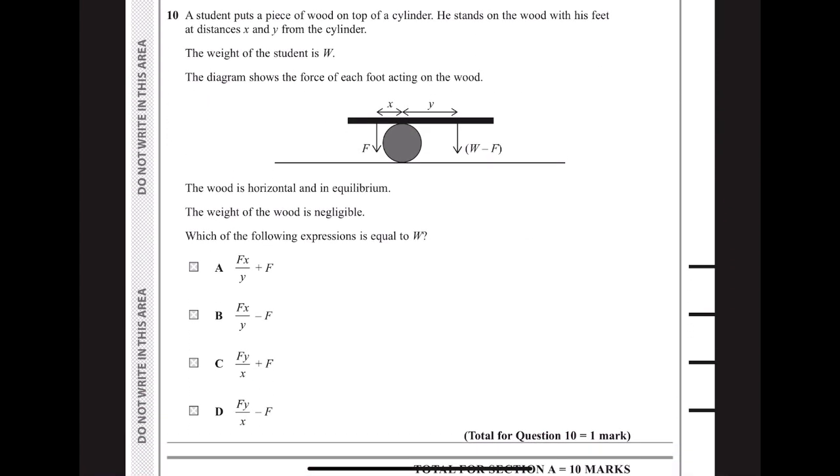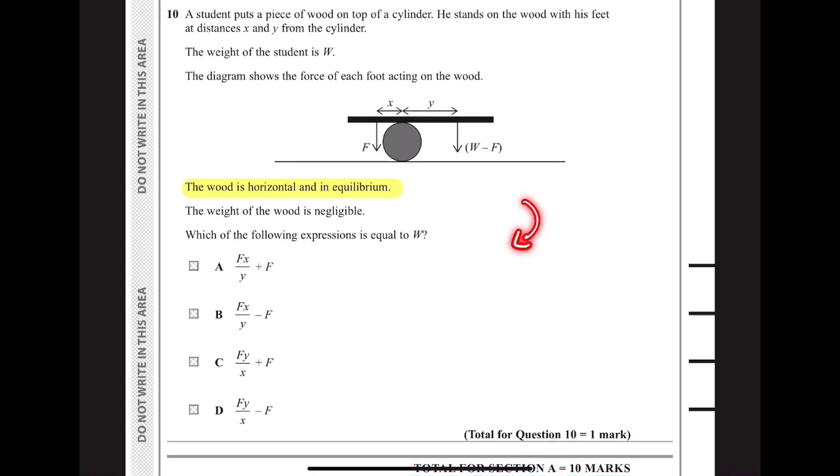Question 10 is talking about moment. We have to understand when the foot is horizontal in equilibrium. When it is in equilibrium, you simply have to know that clockwise moment equals anti-clockwise moment. This is the clockwise moment, this is the anti-clockwise moment. When something is in equilibrium, the net force on it is 0, and the net moment on it is also 0.